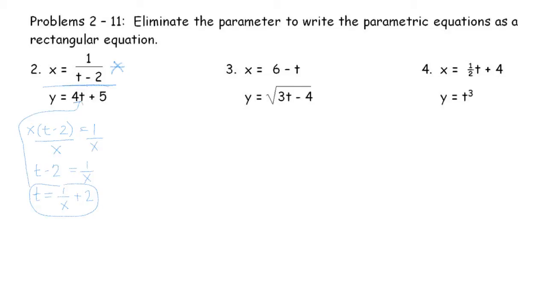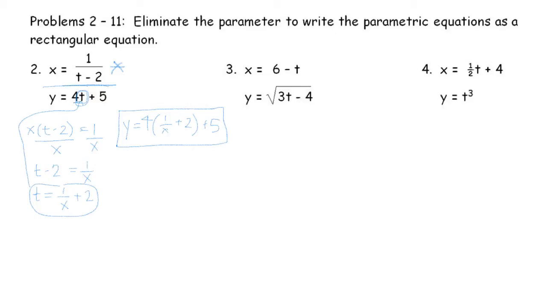And when I do that, I have y equals 4 times, and I'm going to plug in what I solved for t here. So 1 over x plus 2, and then plus 5 to finish out that equation. So notice this t value changed to what I solved for it, and this would be your final answer here. There's no need to do any more to it, so just leave it like it is.